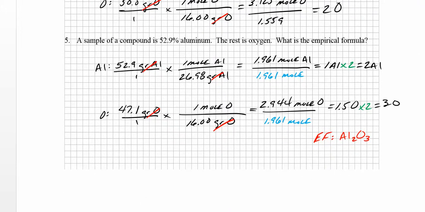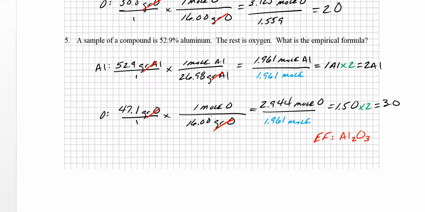Number 5 says that a compound is 52.9% aluminum, the rest is oxygen. What is the empirical formula? Well, the first thing I'm going to do is assume a 100-gram sample. So remember, if you're given percentages, assume a 100-gram sample to make things easier on yourself. So that means I've got 52.9 grams of aluminum, and the rest, 100 minus that, would be 47.1 grams of oxygen. So I'll start with those masses and convert both to moles. Aluminum is 26.98 grams per mole, and oxygen is 16.00 grams per mole.